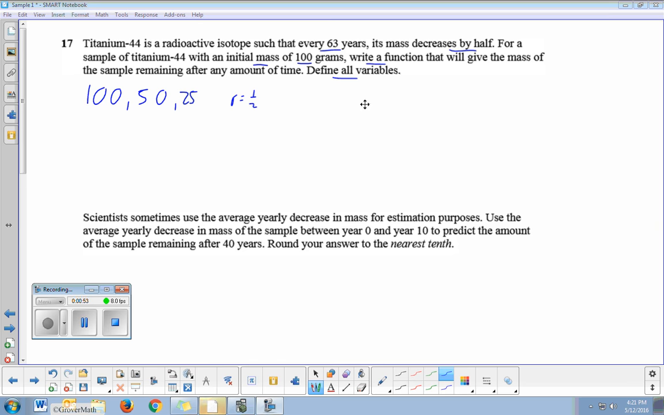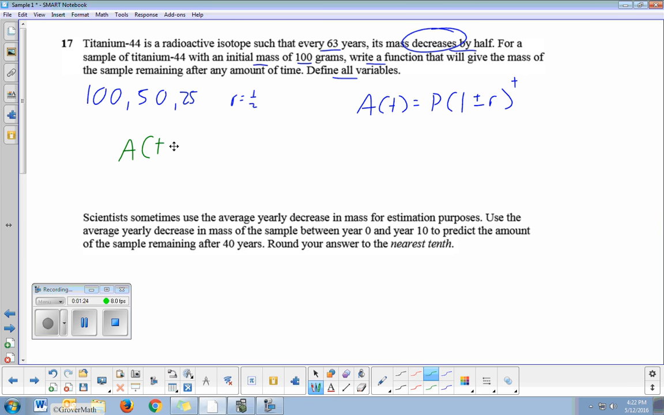And the formula we use for an exponential function is A, or A of t, since we're doing a function of time, is the principal times 1 plus or minus r, the rate, to the t. Now the plus or minus is not there. If it's increasing, we'll use plus, but because this is a decreasing radioactive isotope that has a half-life, we'll be subtracting each time. So writing the function, again, we'll stick with A of t, and that would be the amount of the mass remaining after t years.